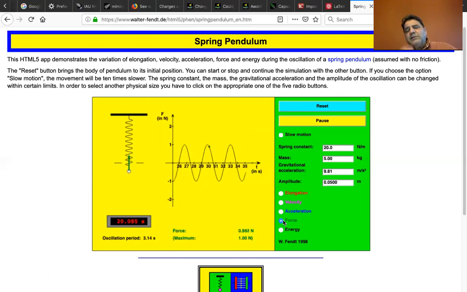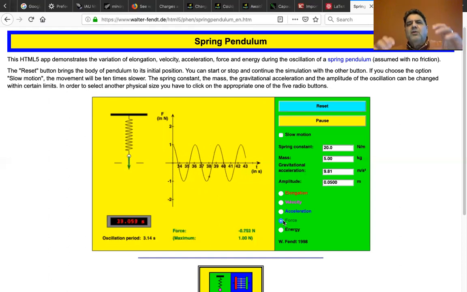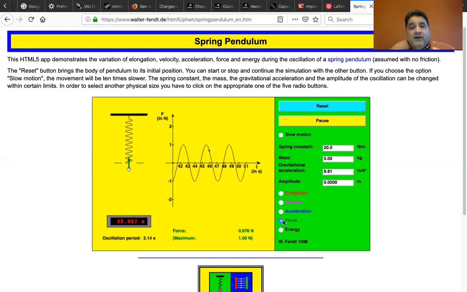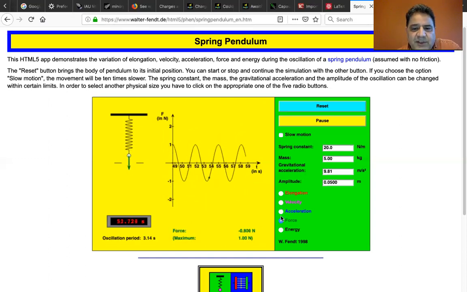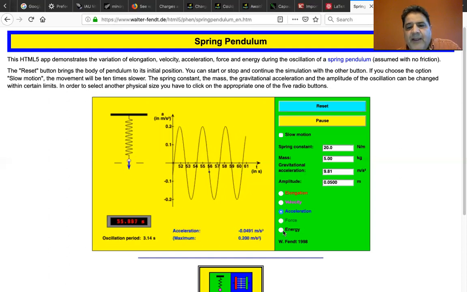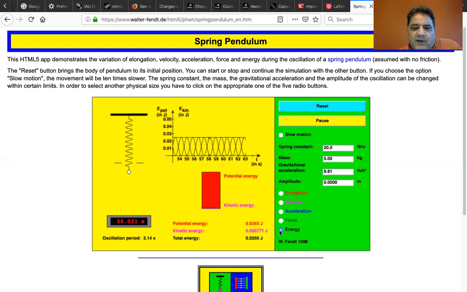Remember, force equals mass times acceleration. So the force is a vector, acceleration is a vector, mass is just a scalar. So the mass times acceleration is just a scalar multiplier of acceleration that gives you a force. You start with a vector, you get a vector. So if you go back between acceleration and force, you'll see that they're always in the same direction. And then the energy is what I started off showing you.